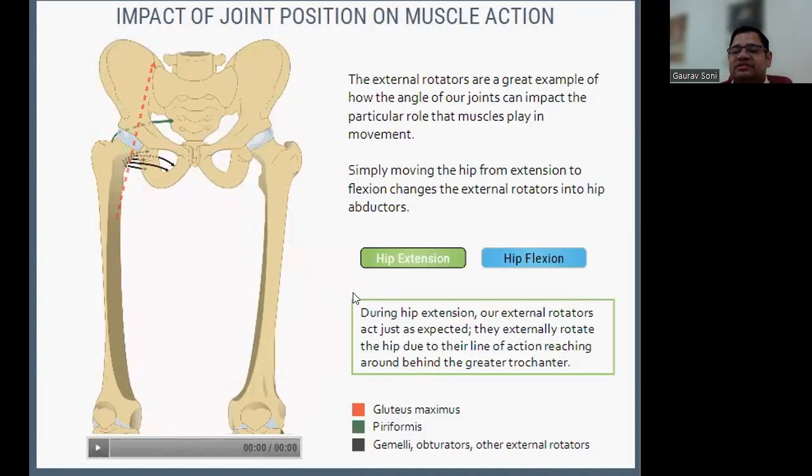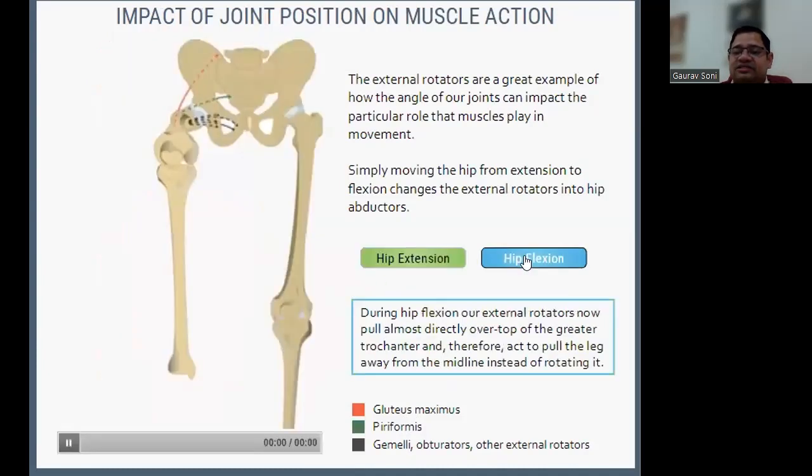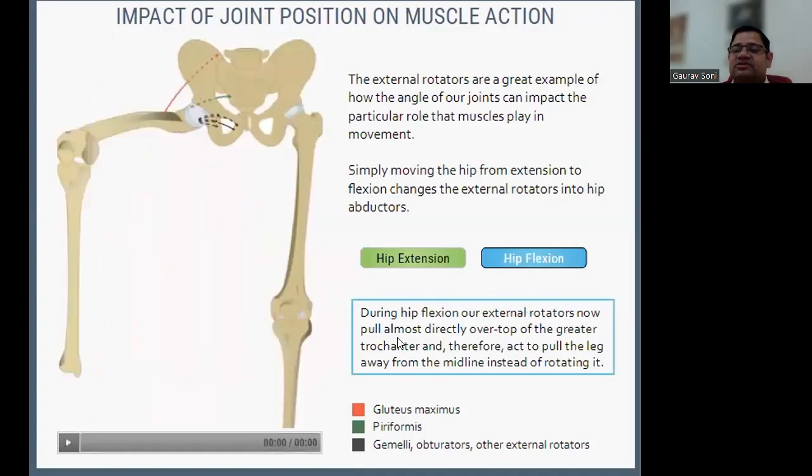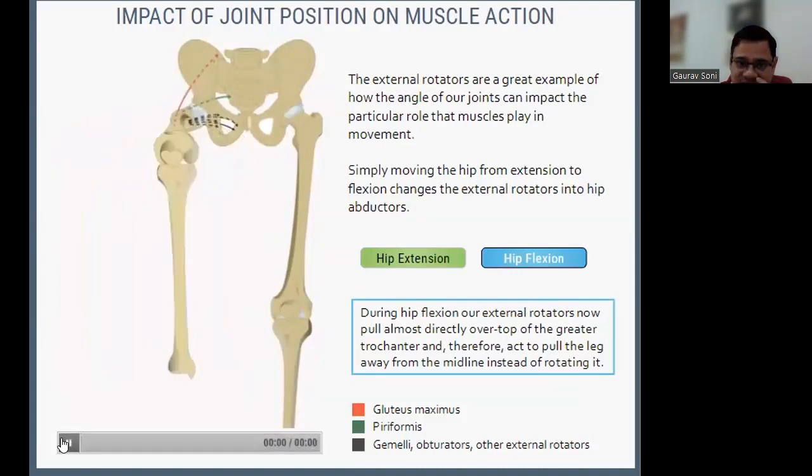There is no difference. Next is hip flexion. During hip flexion, our external rotators now pull almost directly over the top of the greater trochanter. Thereby, they act to pull the leg away from the midline instead of rotating it. So actually the work being done is hip flexion, and who helps in this? The external rotators help. But right now, what will they do? They will pull the leg away from the midline. You can see here, like this. This is hip flexion.